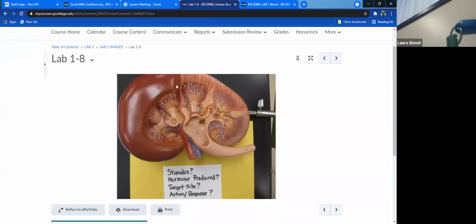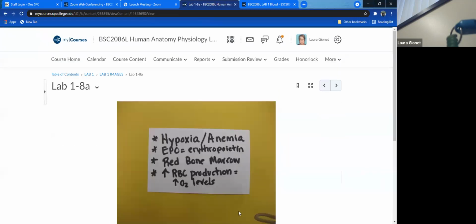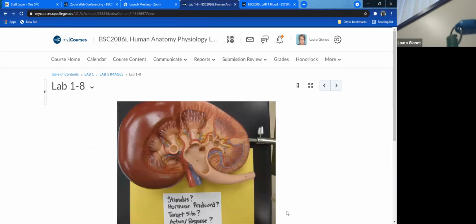All right, this model is of the kidney. So we're trying to indicate the source of erythropoietin. When it comes to that hormone, erythropoietin, what is the stimulus? What's the hormone produced? This is where it's produced from, the kidneys. What is the target and what is the action response? So hypoxia, anemia, erythropoietin, red bone marrow, comes from the kidneys, increases RBC production.